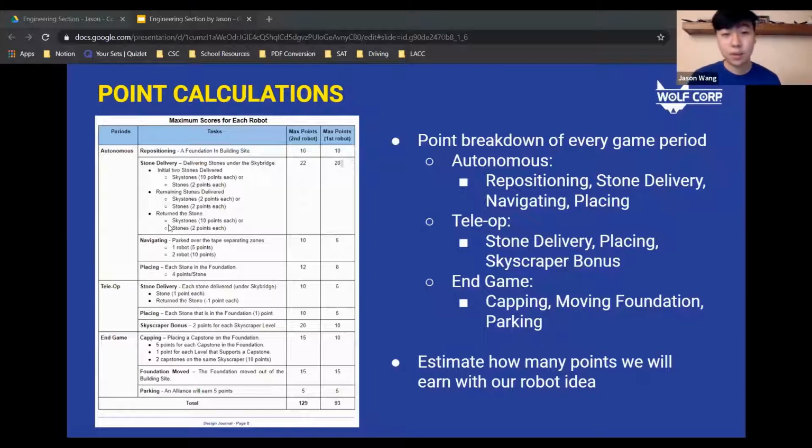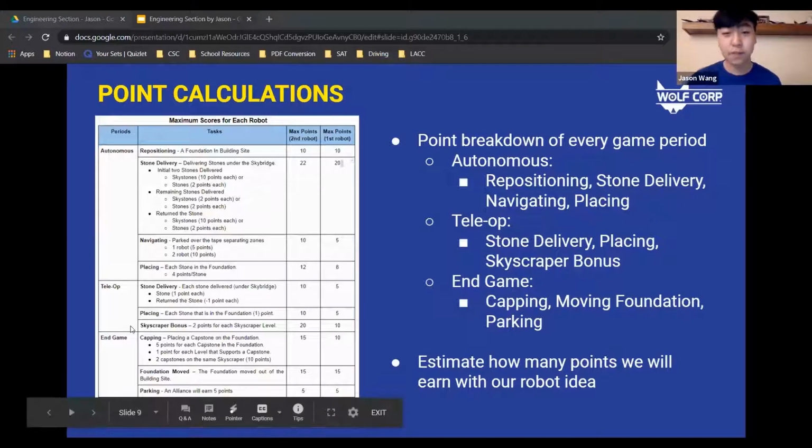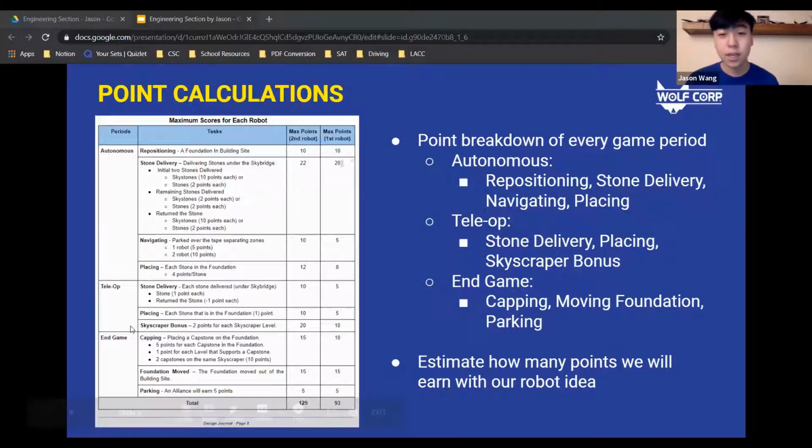In Teleop, you could earn points by delivering stones, placing them, and achieving the skyscraper bonus, which is achieved if you have the highest skyscraper of both red and blue lines. We estimated that our second robot would earn 40 points in Teleop. In Endgame, you could earn points for capping, moving the foundation, and parking, and here we estimated that we would earn 35. In total, we predicted that we would earn 129 points, and this number proved to be quite accurate after we evaluated our performance at the end of the season.